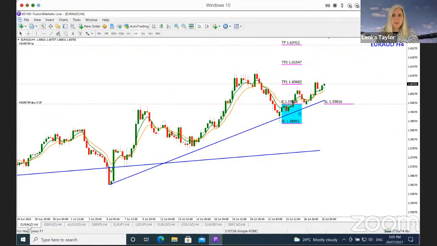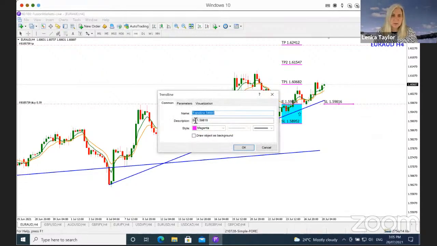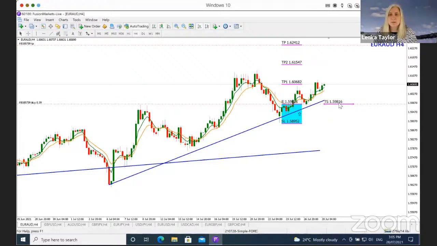Next currency pair I'm going to have a look at is Euro AUD. This is a trade that we're already in from last week. If you've been following on the Telegram group, then you would have entered that trade. It has already reached TP1, and the trailing stop is currently at 1.59816. So actually that should say trailing stop. There we go. So still staying in that.